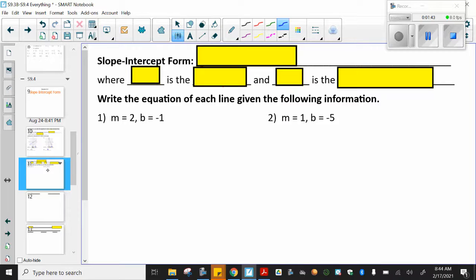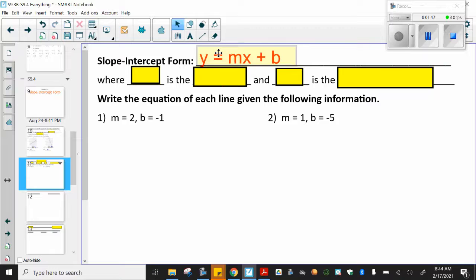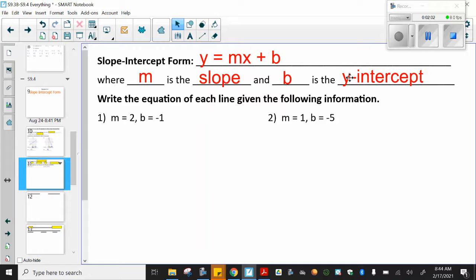So, slope-intercept form. Y equals mx plus b. That's our slope-intercept form. Y equals mx plus b, where m is the slope. We learned about that before, right? That's the rate of change. And b, we just talked about, is the y-intercept. So we want to take this information and write in slope-intercept form.